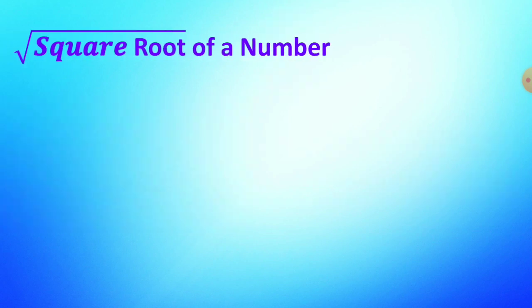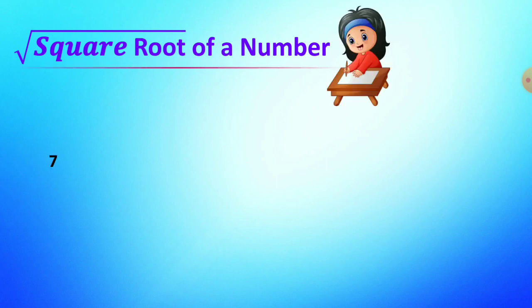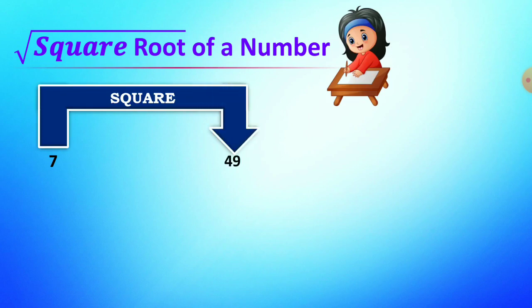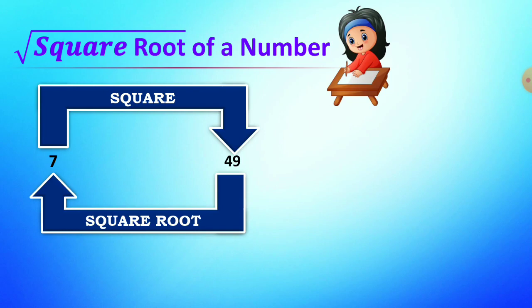Now students, let us understand what we mean by the square root of a number. It is just the opposite of the square of a number. Now let's take the number 7. You all know, students, what is the square of 7? Yes, it's 49. And how do we get it? Yes, it is 7 into 7. Now if I ask what is the square root of 49, the answer would be 7. So it's just the opposite. If 7 squared is 49, we can say the square root of 49 is 7.